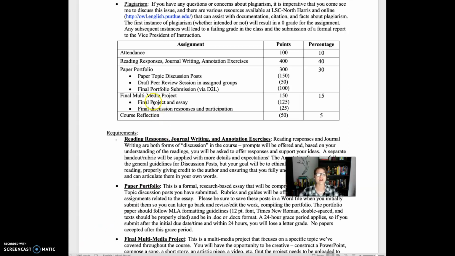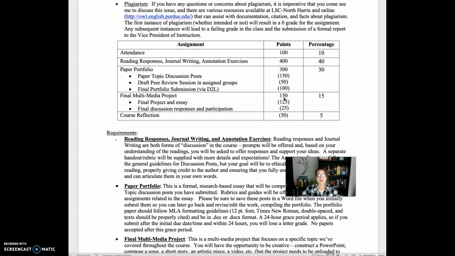So we have the peer review session for the paper portfolio. That's going to be 50 points. And then you're going to overall submit everything at the end of that for 100 points, okay? So even though 300 points is a lot for this assignment, it's broken down in different ways. We're also going to do a fun multimedia project that's 150 points. That's just a neat and creative way to end the summer session.